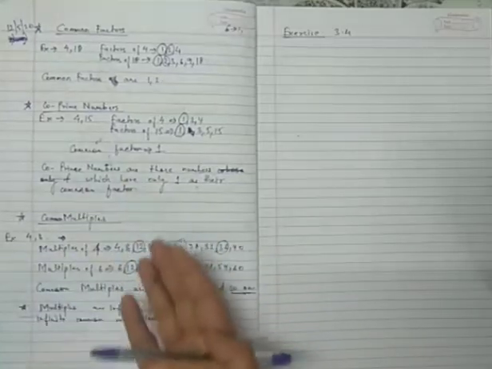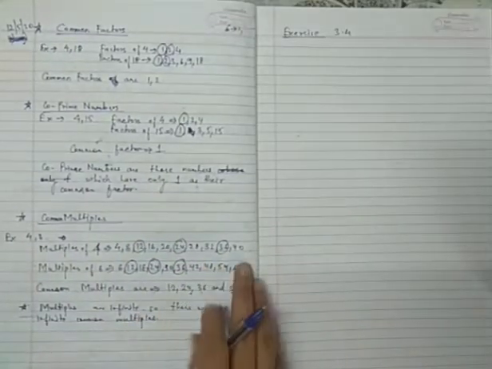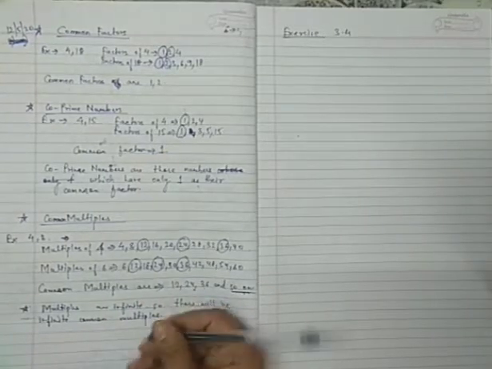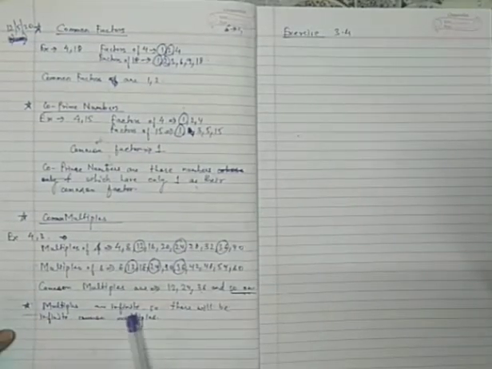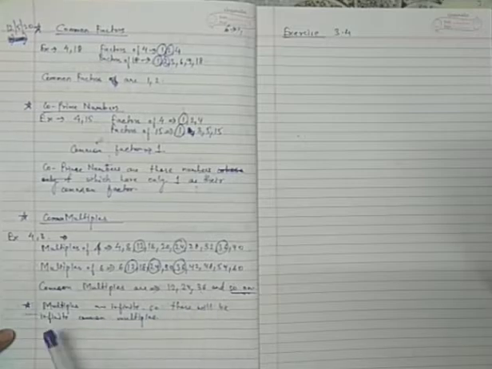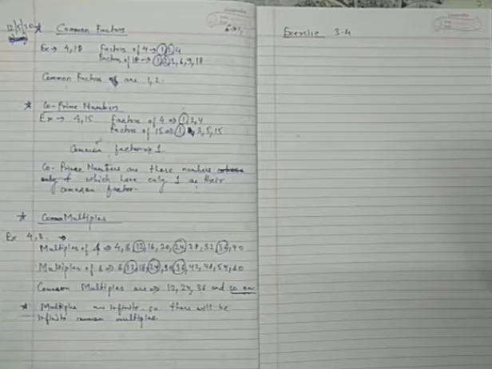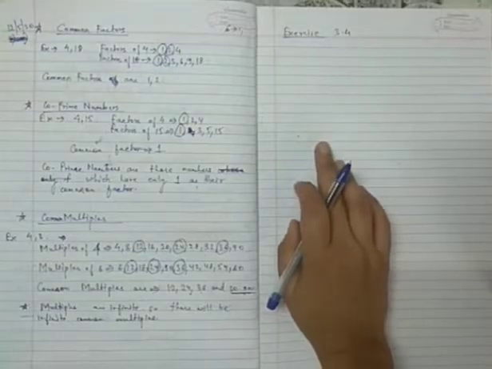Suppose if multiples are infinite, then the common multiples also will get extended and they will also be infinite, right? So if the multiples are infinite, there will be infinite common multiples. So this was the topic for today. Now let us see exercise 3.4.